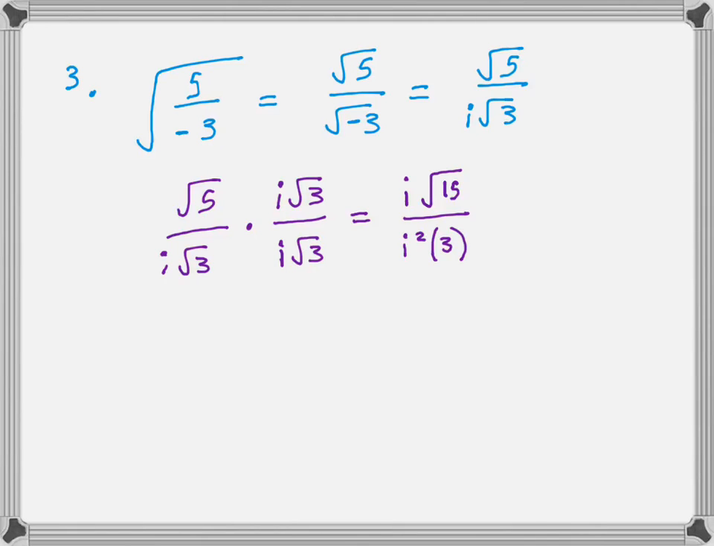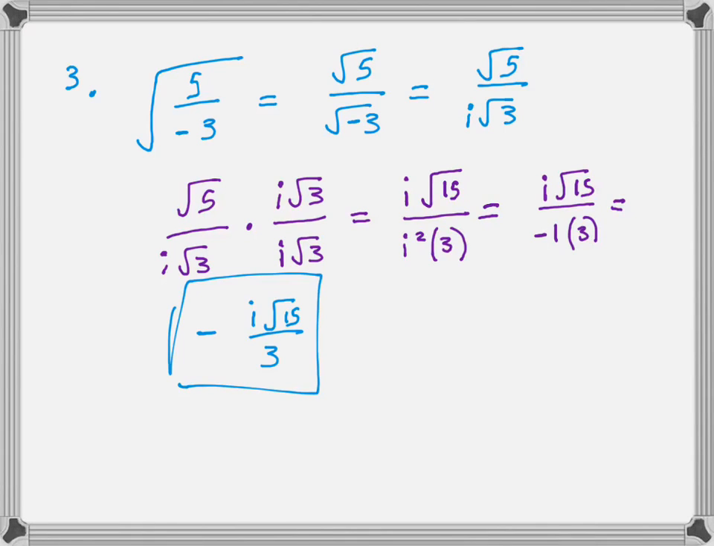Now what we just showed is that I squared is also equal to negative 1. So we're going to make this I root 15 over negative 1 times 3, which also just equals negative I root 15 over 3. So that's kind of nice. We can easily simplify that, and we can still solve it even though there is a negative inside the radical.